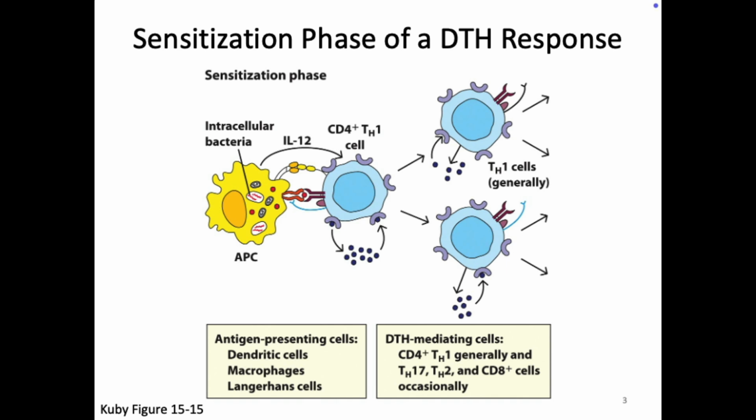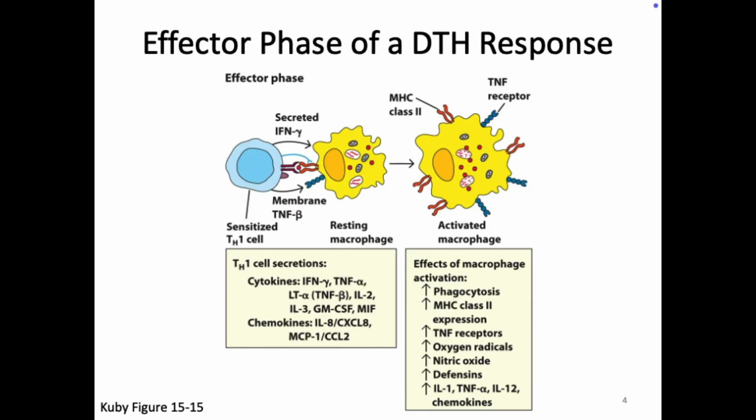And then the idea is that later on, when that T cell has already become a Th1 cell, if you see the antigen again, now that cell is going to be an activated Th1 cell. It's going to relatively quickly be able to start secreting cytokines, activating macrophages, and causing some amount of damage.